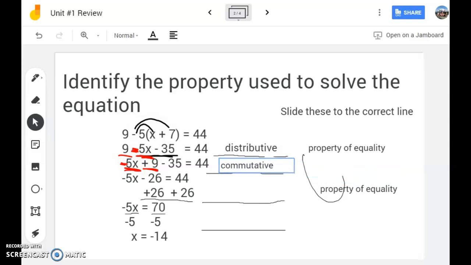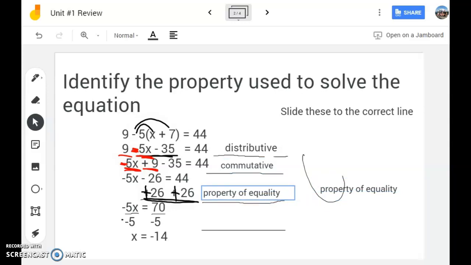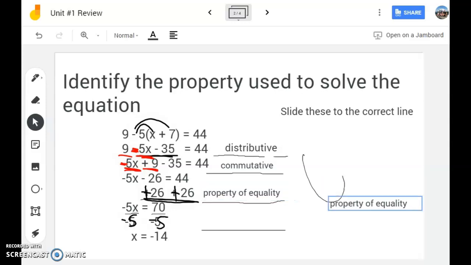And then they combine like terms, and that's not necessarily a property, but what is this step right here where they add 26, and if they're doing it to both sides, they're using the property of equality. And then in their very last step, they divided by negative 5. The key is they did it to both sides, so it's the property of equality again.